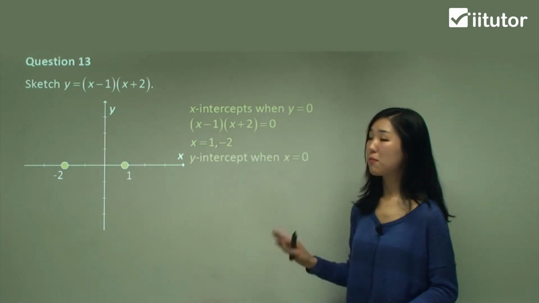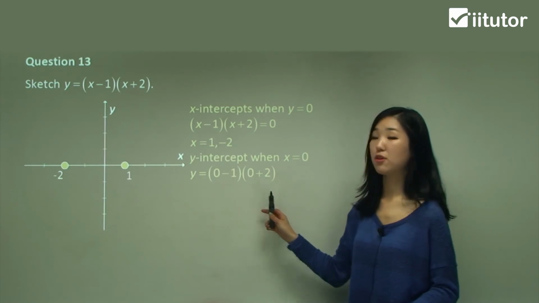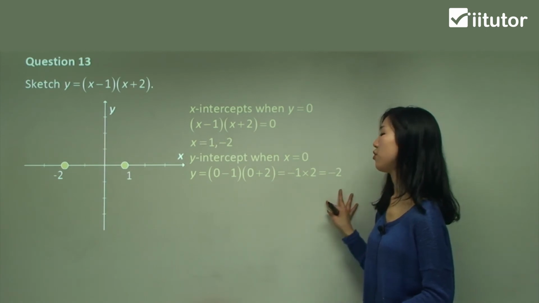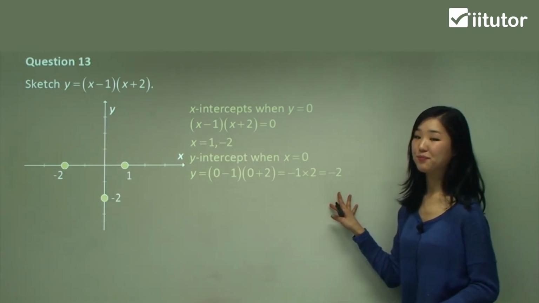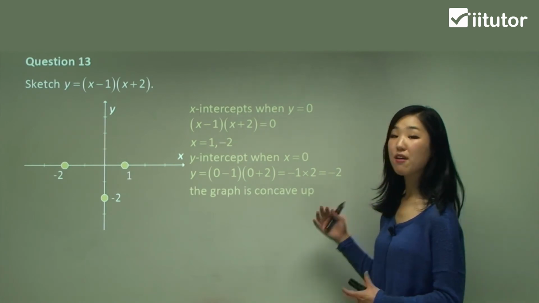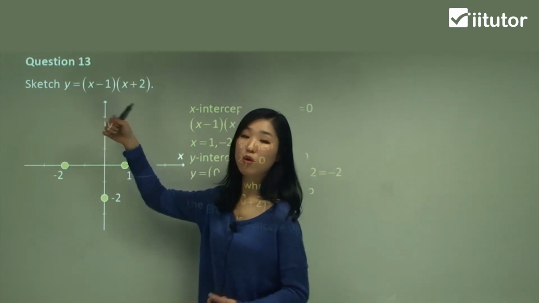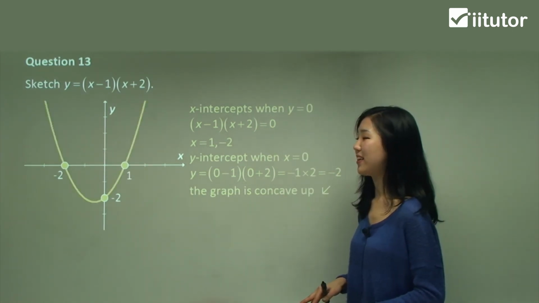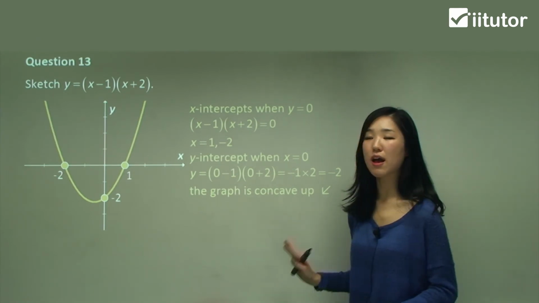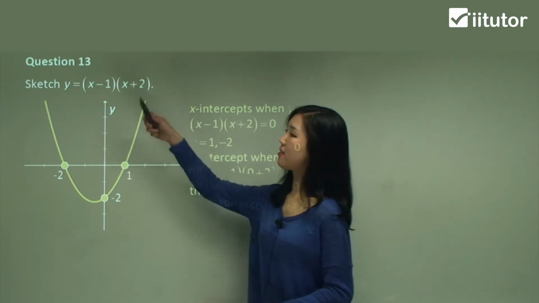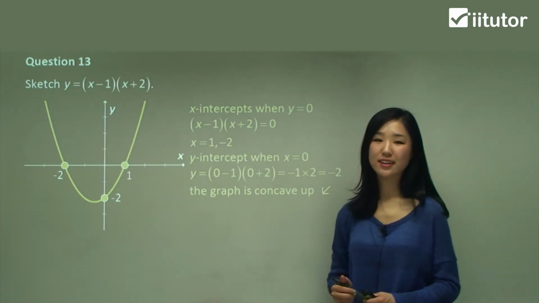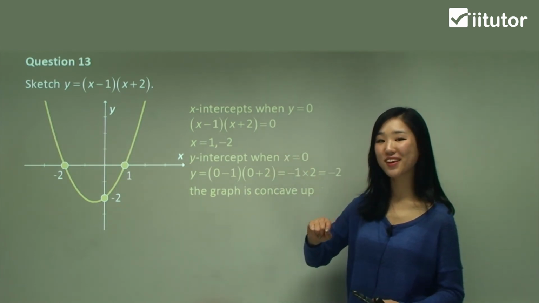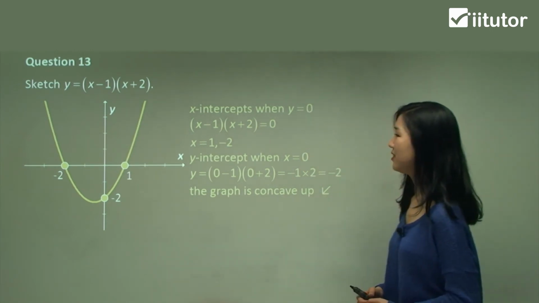For the y-intercept, just sub in x equals 0. So 0 minus 1 times 0 plus 1, which is negative 1 times positive 2, which is negative 2. So the y-intercept will be at negative 2. Okay, and then we know that the graph is concave up. All the x's have a positive coefficient, so everything is positive, so we know that's going to be happy, and then just join it like that. So that's all they require to draw this particular graph. Don't worry about your vertex too much for now for this kind of graph. Your intercepts are most important if it's in this form. So that's question 13.